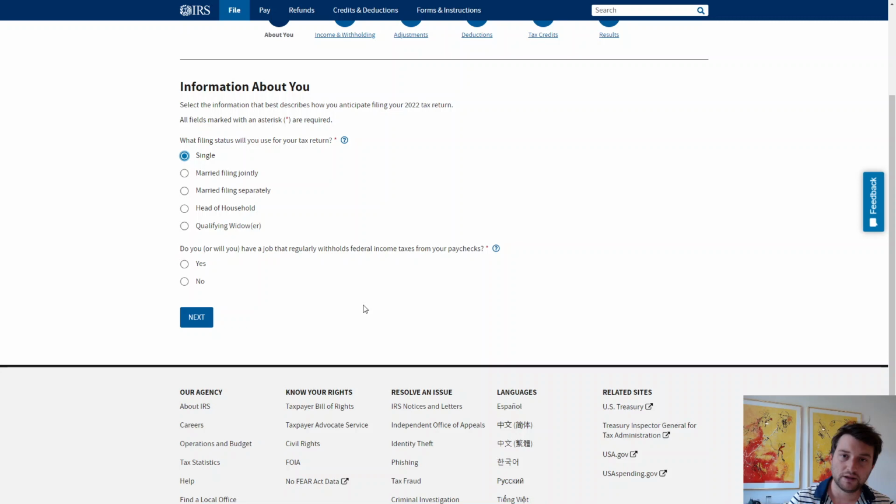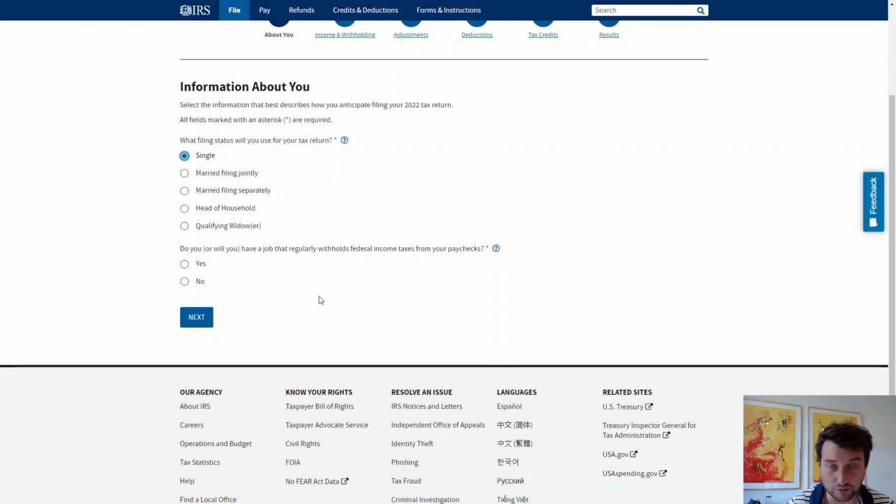Now, the second question that pops up, do you or will you have a job that is going to be regularly withholding federal taxes from your paychecks? So if you're an employee and you work for a U.S. employer, this is going to be you, right? Your employer is obliged to consistently take federal withholding tax out of your paycheck. Now, the amount might go up or down. Particularly there's a change from the very first paycheck of the year to the first few paychecks in. So the amount might change, but the point is that they are regularly going to be taking that money out of your paycheck as they are required to do under U.S. federal law. Okay, so we're going to go yes.